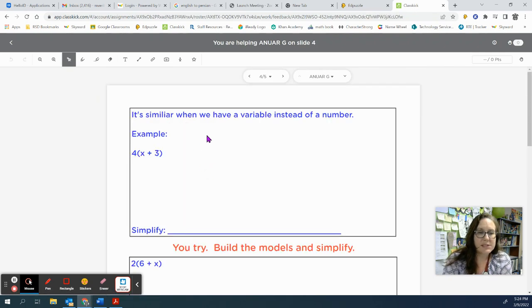Okay, so it's similar when we have a variable instead of a number. So here's an example. We've got 4 groups of x plus 3. So the first thing we're going to do is draw our grouping. And our grouping is 1 positive x, and 3 positive ones. So you are going to be drawing them. Okay, so that's our grouping.